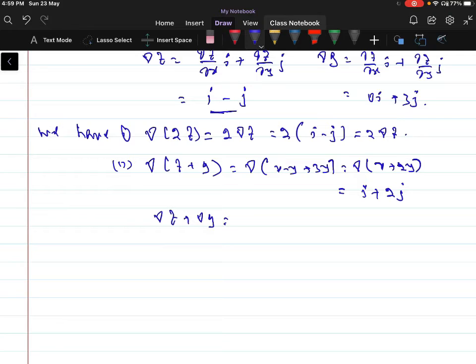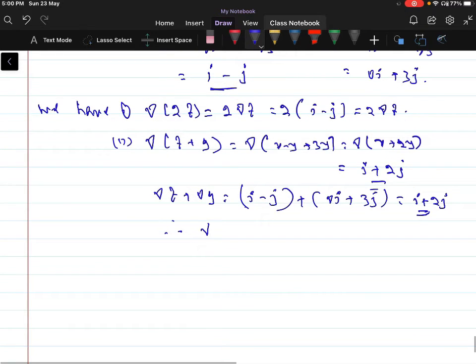So what is the gradient of f plus gradient of g here? Gradient of f is I minus j plus gradient of g is 0 I plus 3 into j cap. So that is I minus I plus 0 I cap is I cap minus j plus 3j, that is plus 2j. Yes, this is true. Therefore we can write gradient of f plus g can be written as gradient of f plus gradient of g.